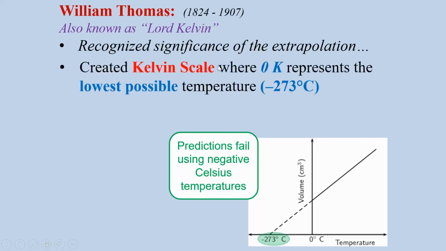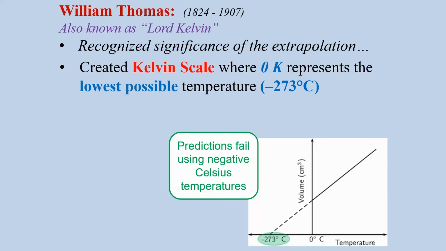He created the Kelvin scale, where 0 K represents the lowest possible temperature, negative 273 degrees Celsius. This 0 K is something you're going to see a lot in science and chemistry, because it's a more accurate measurement of temperature when we're starting from as low as it can go and going up as high as it can go, which is infinitely high, but we start at the zero point.